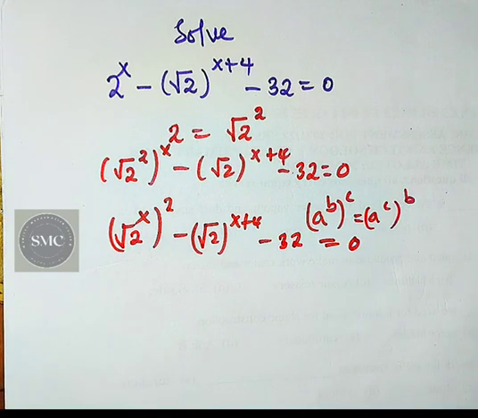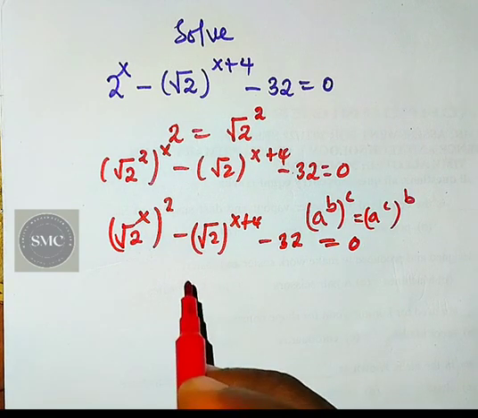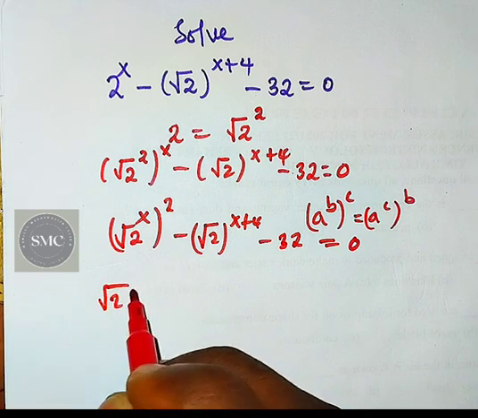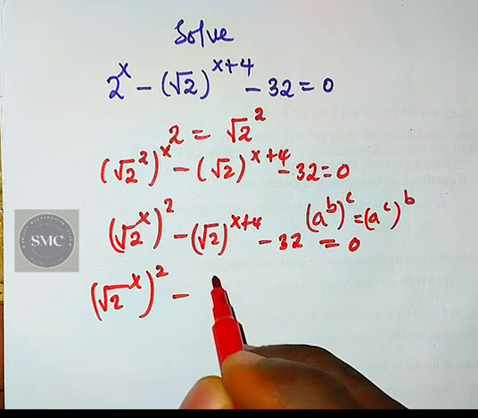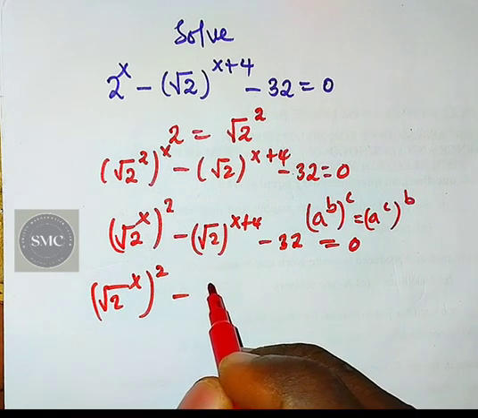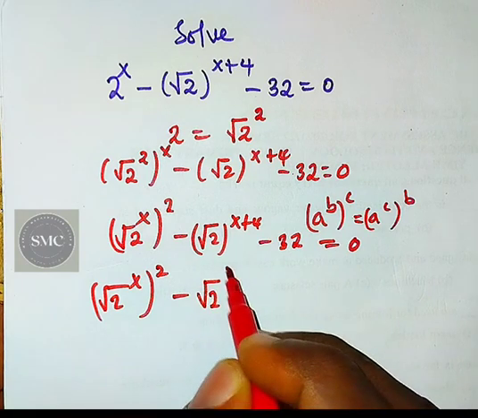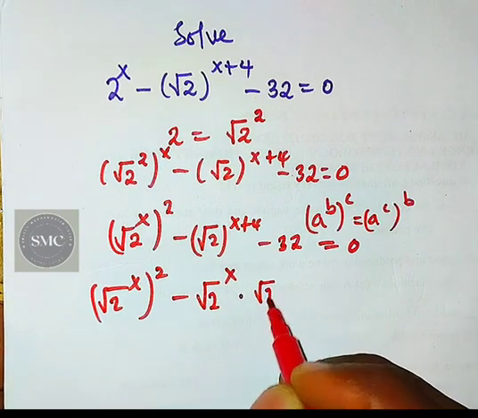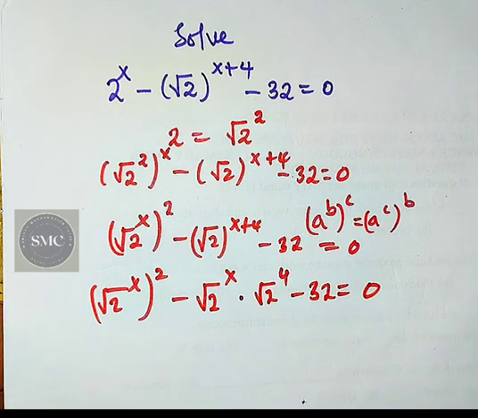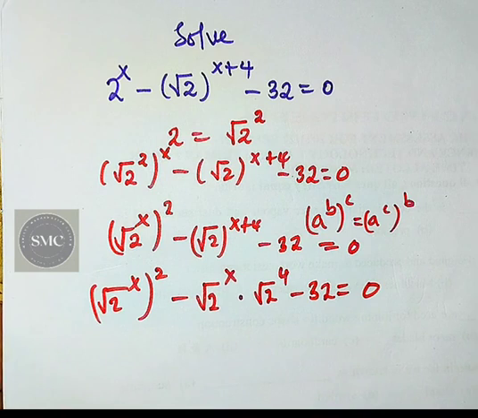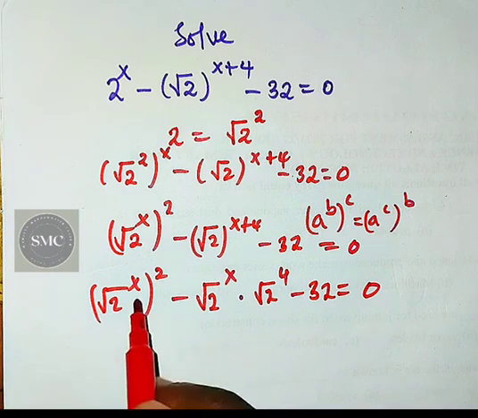Are you following? So now the next thing we are going to do is have root 2 to the power x, then raised to power 2, then minus, from the law of indices, root 2 to the power x times root 2 to the power 4, minus 32 equals 0. Then you can see that we have a quadratic equation in terms of root 2 to the power x.